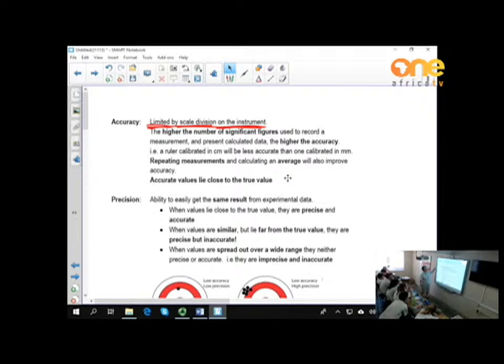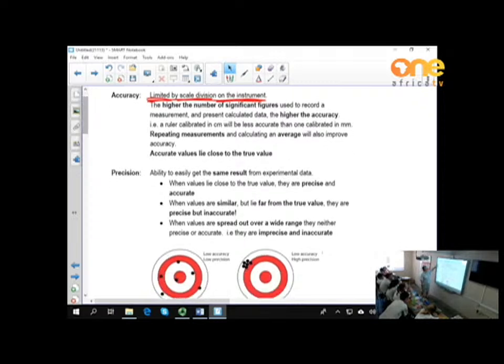Okay, done. A ruler calibrated in centimeters will be less accurate than one calibrated in millimeters. I mean, that's logical, no? Repeating measurements and calculating an average will also improve accuracy. Accurate values lie close to the true value.